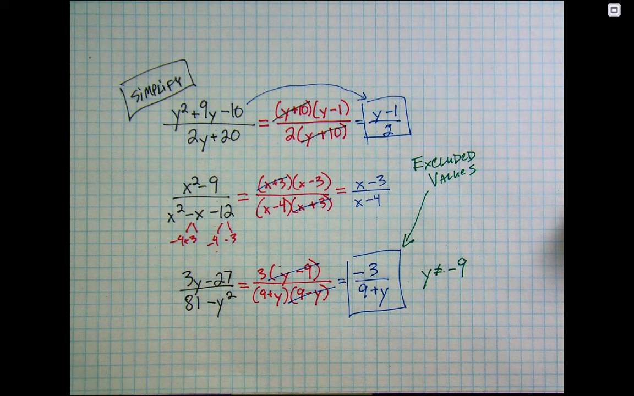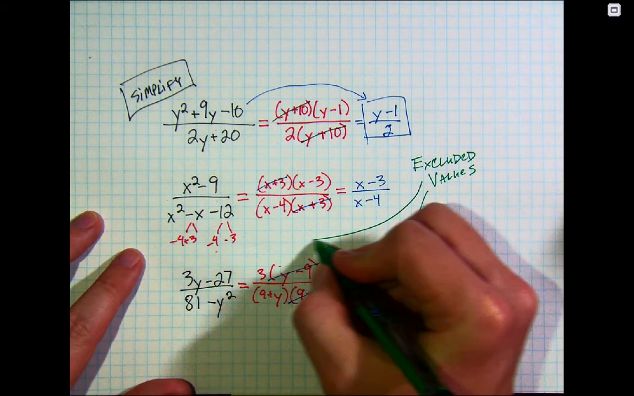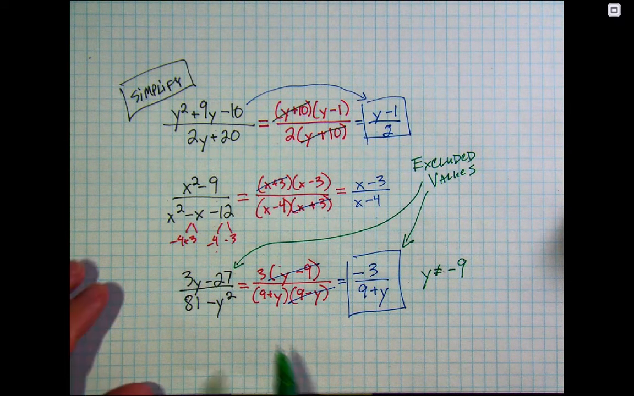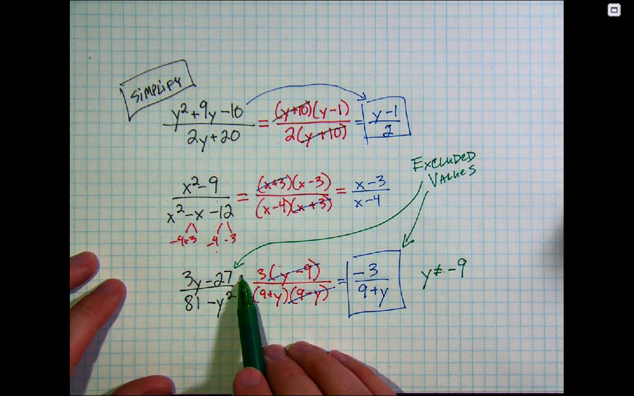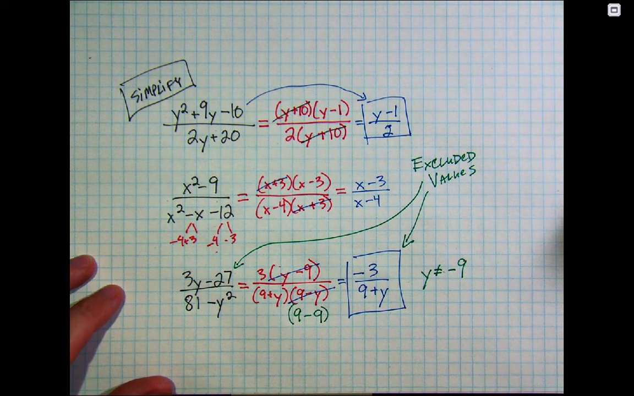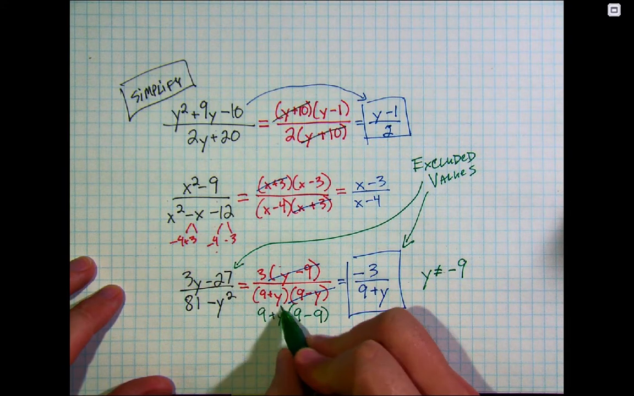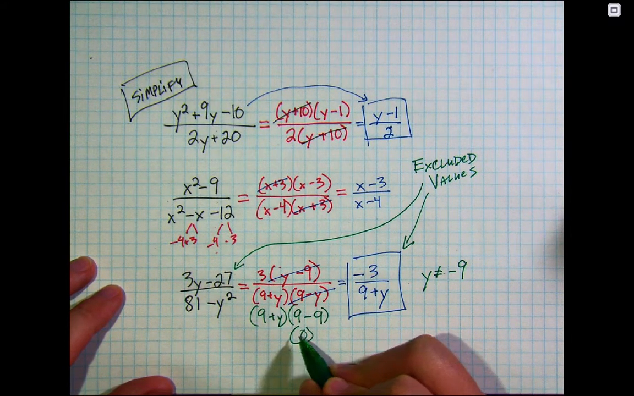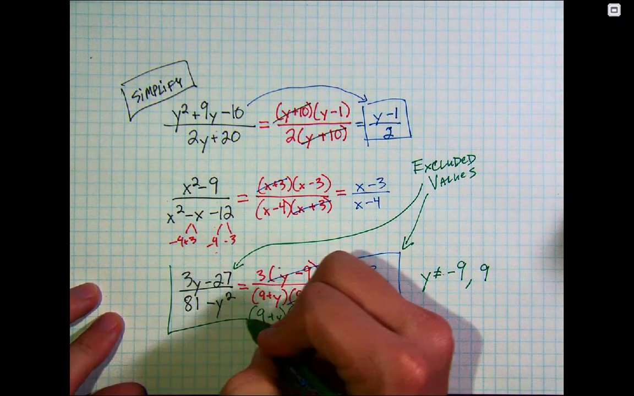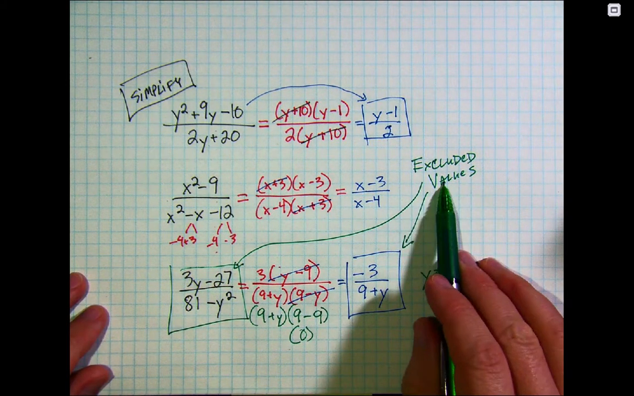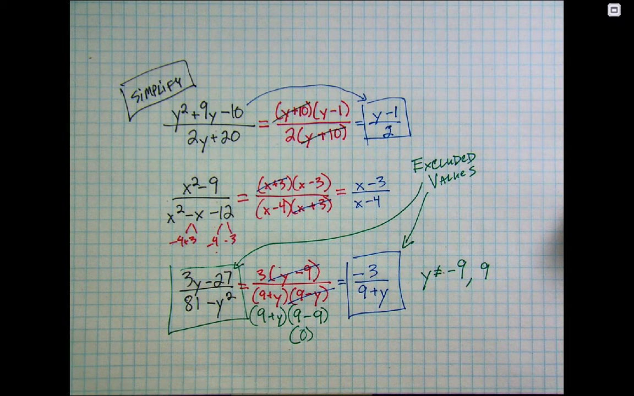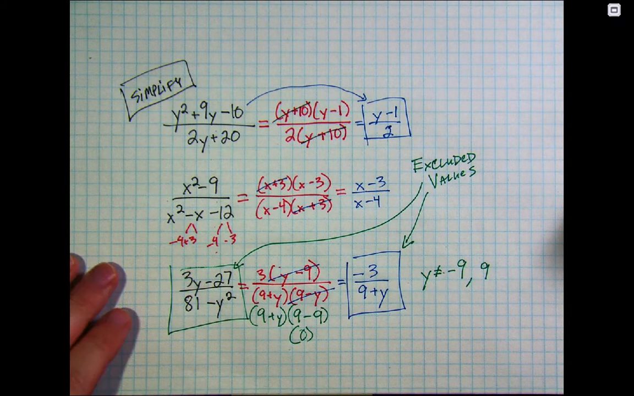However, we have to be careful with excluded values, because if we look at the original function, y can't equal 9 either, because then I would have 9 minus 9 right here. And then I would have 9 plus y times 0. So a positive 9 would also be an excluded value for this rational expression. So if you're finding excluded values, find excluded values before you simplify, not after you simplify. That's the moral of the story there.